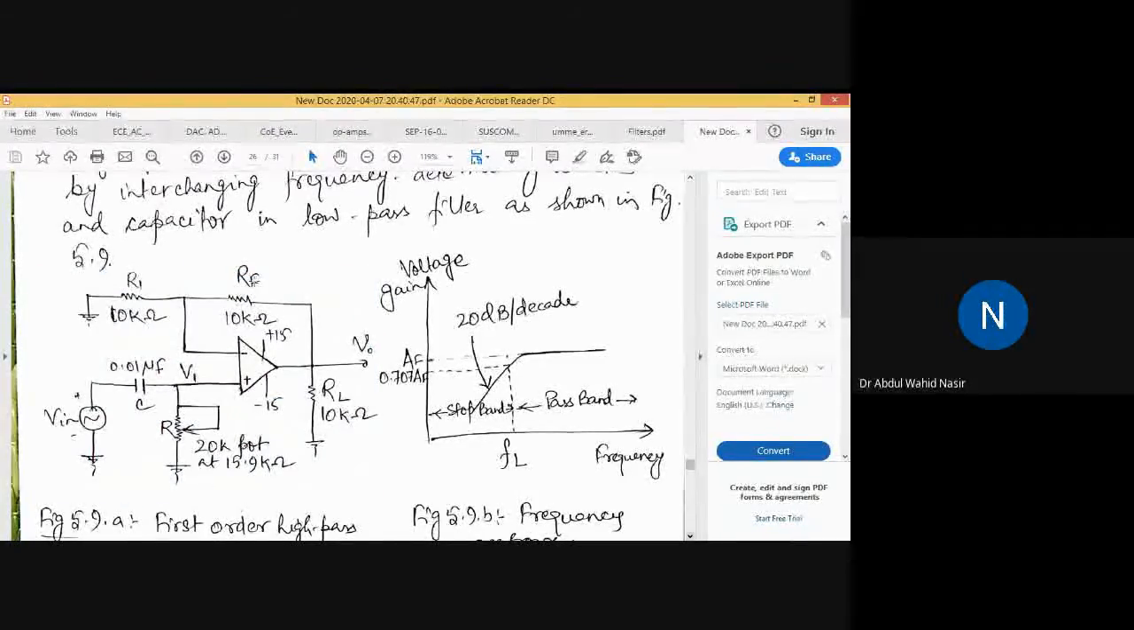RF is taken as 30 kilo ohm, and there is R1. This RF and R1 actually decide the gain of the filter. This is C, this is R, this is V, and this is the load. The plus 15 is VCC and the minus 15 is VEE. I have already discussed the voltage gain for the high pass filter in the introductory class.